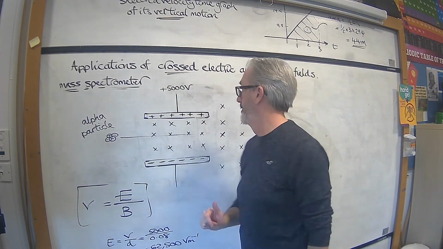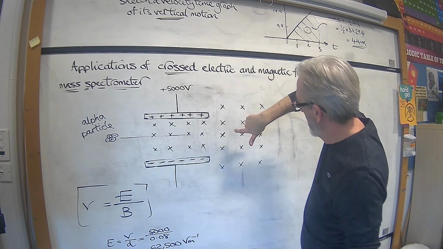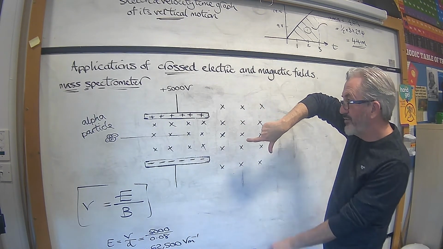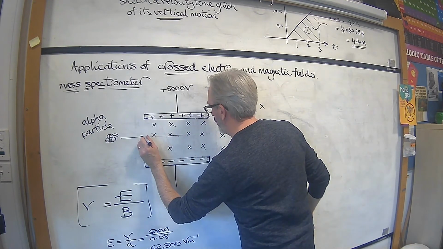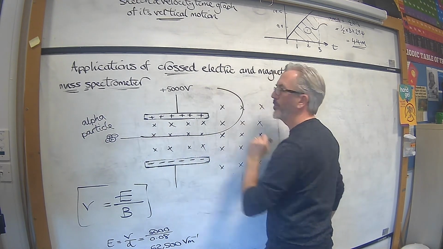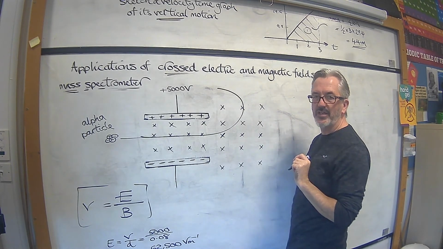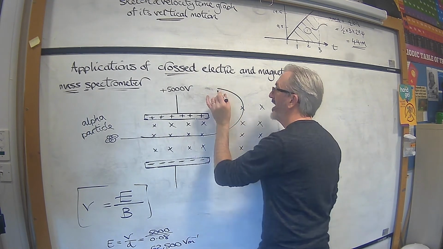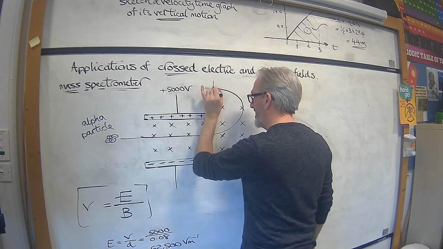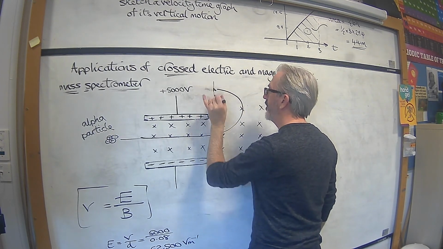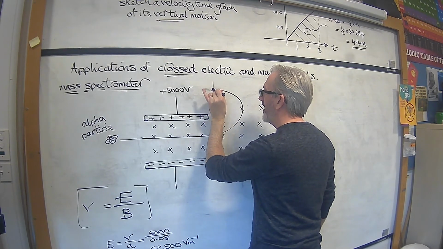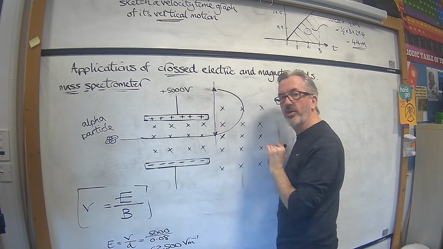Right-hand rule: the field's going into the board, the charge is moving in that direction, a negative charge would be forced down, a positive charge would be forced up. It's going to move in a circular path when it enters the magnetic field. Now, if we could measure the distance from there to there, that's the diameter of its circular path.